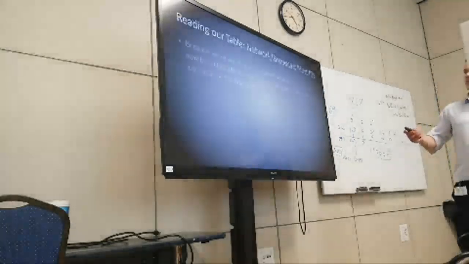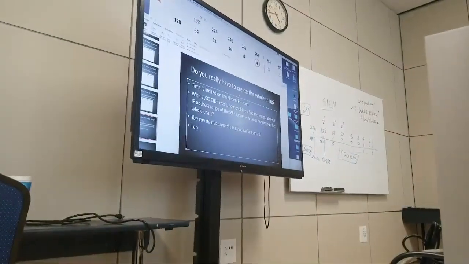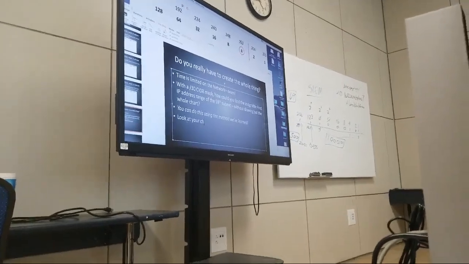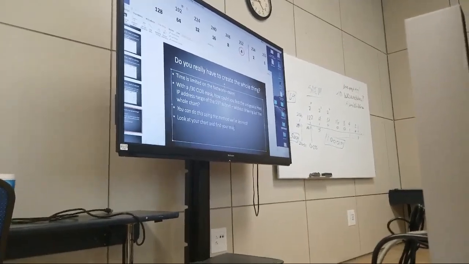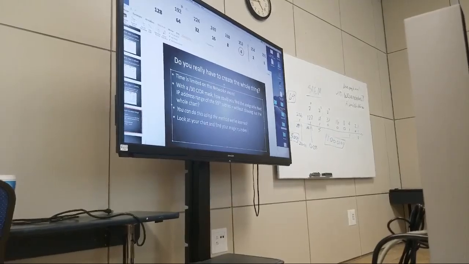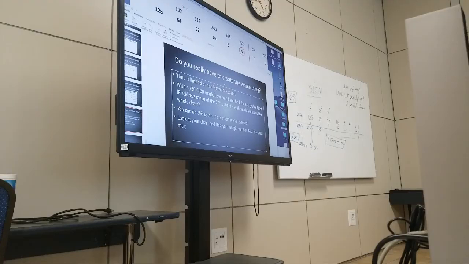So look at your chart. Multiply your magic number, in this case the magic number is going to be 4, by the number of the subnet you're trying to find, minus one.